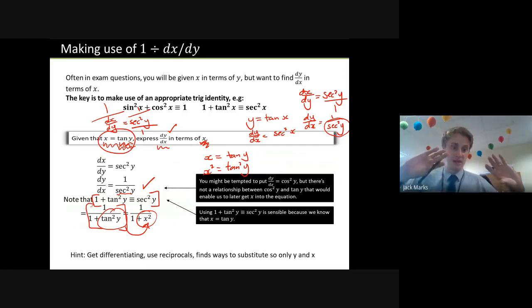One of them is the upside down trick, if you like, dx/dy to dy/dx. But then you need to problem solve a little bit, which is how can you move away from talking about something in y to x, and you need to use what's available to you, which tends to be the question itself.